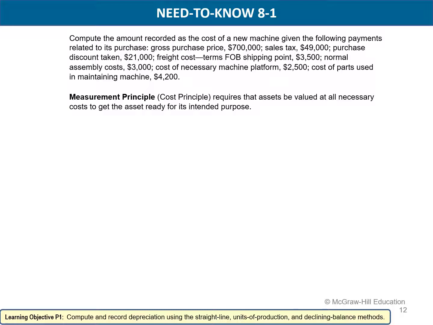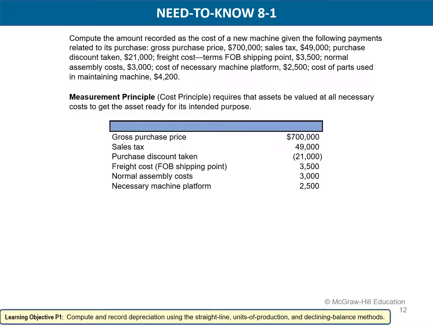So the measurement principle, or the cost principle, requires that assets be valued at all necessary costs to get the asset ready for its intended purpose. So what would be our cost here? So we use our gross purchase price of $700 plus our sales tax, less our discount, plus our freight in, plus normal assembly costs, and plus the necessary machine platform. The only thing that's not included is the maintenance, that last one. So our cost of our new machine is $737. This right here, this cost of parts used in maintaining the machine, that's just a repair and maintenance expense, okay?